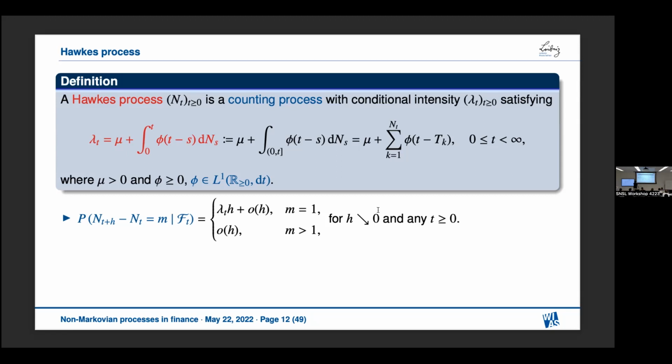Okay, and what do I mean by this? We have introduced this kind of formula before. I'm looking at the probability that the increment of the process from time t to time t plus h takes a value m, conditional on everything that happened up to time t. That probability is lambda_t times h plus higher order terms if m is equal to 1, and it's a little o of h for m greater than 1. For m equal to 0, you get it by one minus the rest. That's the definition of a Hawkes process. Any questions about this?